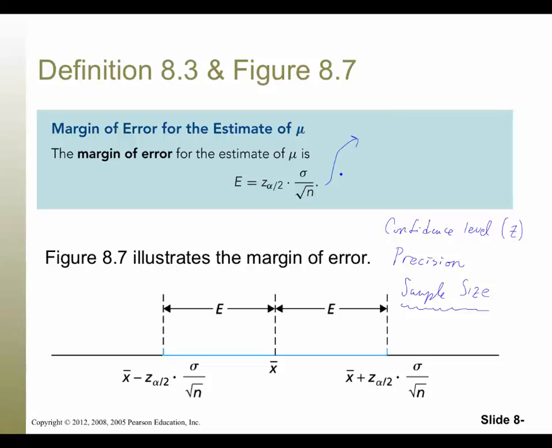So we can take E. If I solve this for n, my first step would be to multiply both sides by the square root of n. Okay, so what did I do? I just multiplied both sides of the equation by the square root of n. And then I'm going to divide both sides by E. Okay? And then finally, how do I get n by itself? Square both sides.